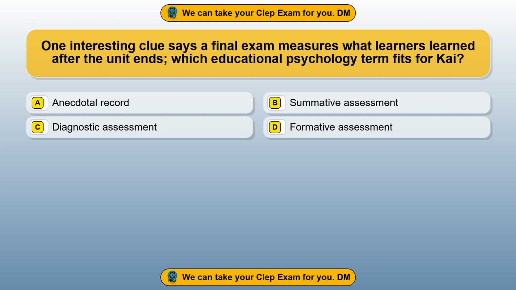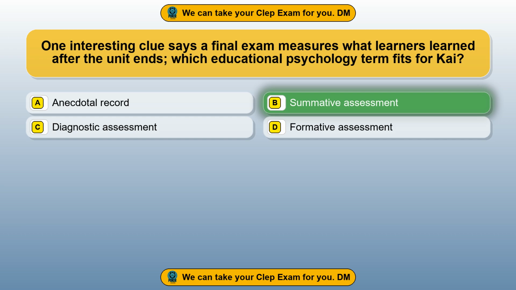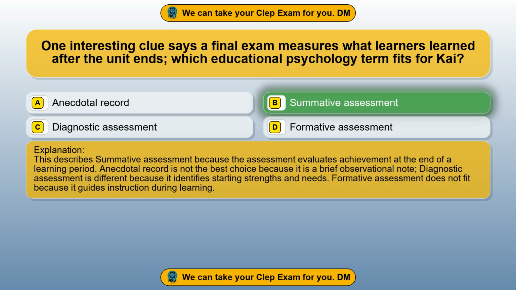Question 53. One interesting clue says a final exam measures what learners learned after the unit ends. Which educational psychology term fits for CLEP? Option A, anecdotal record. Option B, summative assessment. Option C, diagnostic assessment. Option D, formative assessment. The correct answer is option B, summative assessment. This describes summative assessment because the assessment evaluates achievement at the end of a learning period.